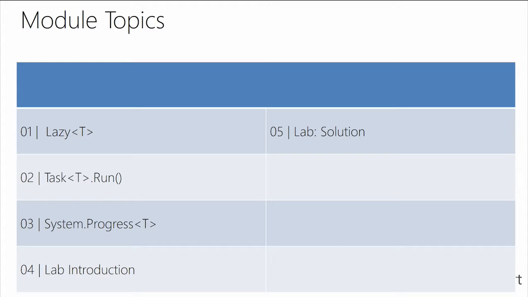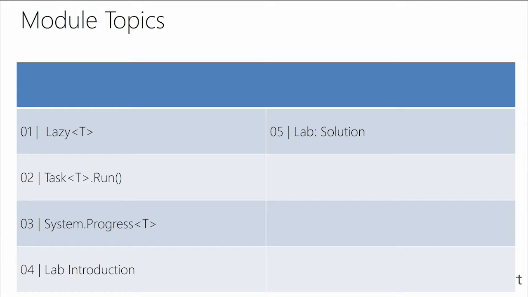Yeah, so first up, we're going to take a look at Lazy of type T, and we're going to move on and take a look at Task.Run. And finally, we're going to finish up by looking at System.Progress, which is going to allow us to report the progress back up to calling code. And finally, we'll introduce the lab.